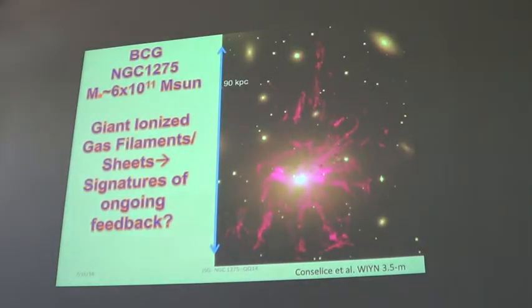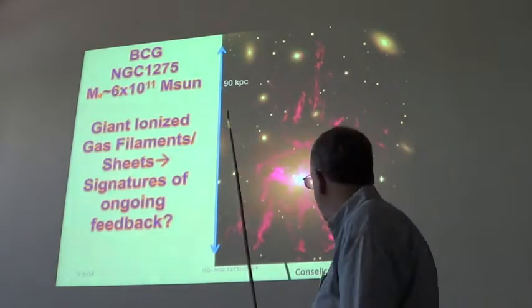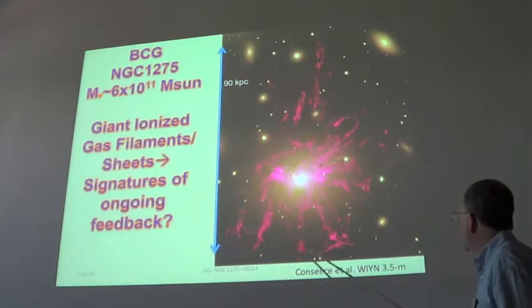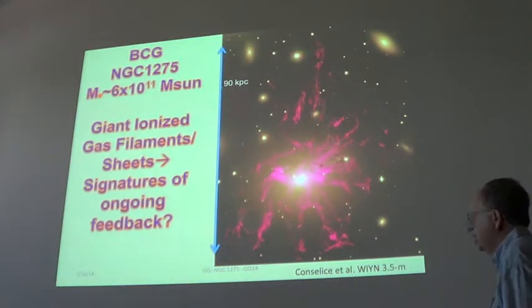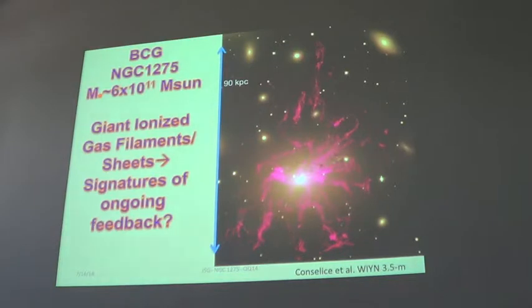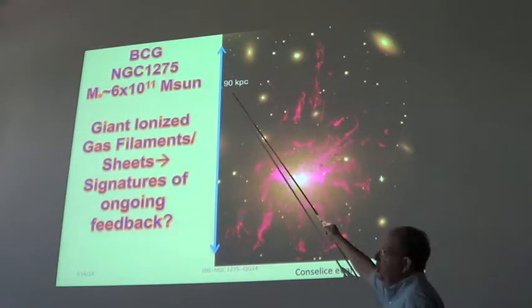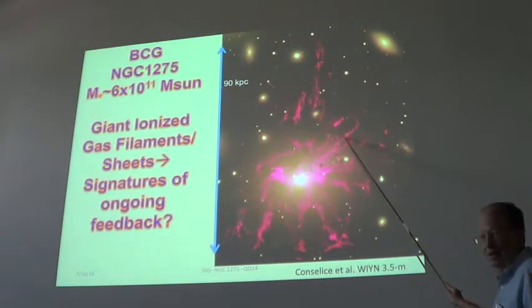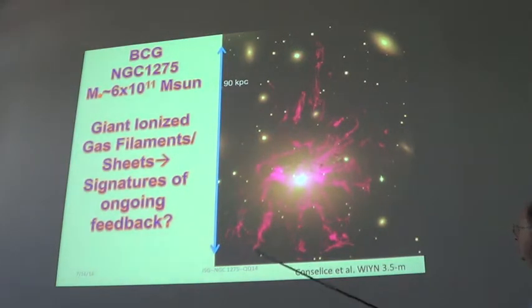The other feature of NGC 1275 that was discovered back in the 1950s is the huge system of ionized gas filaments. Here's an H-alpha image from Chris Conselice's thesis at Wisconsin. And here, this is 90 kiloparsecs. Here's an example of one of these wrapped structures. So a few things to notice about the filaments very quickly. The outer edge is fairly well defined down here, and notice that in this region the filaments generally either end or are tangential.